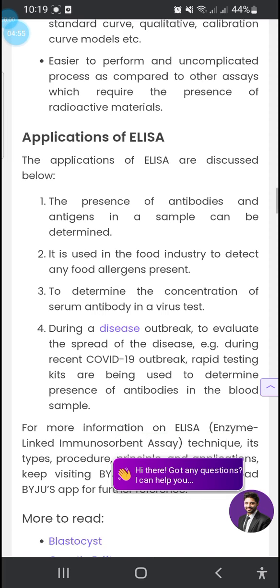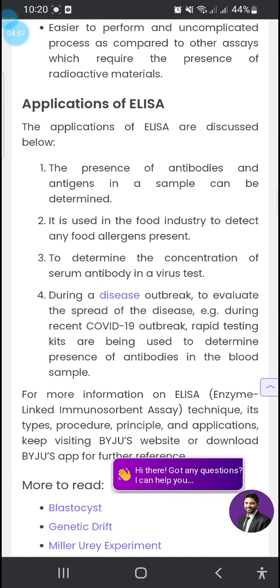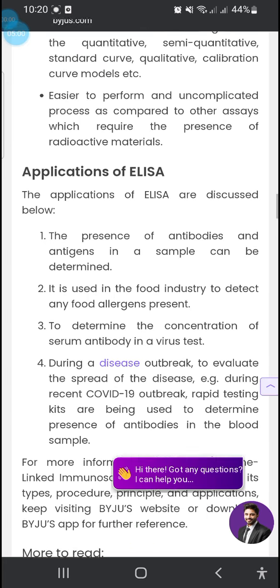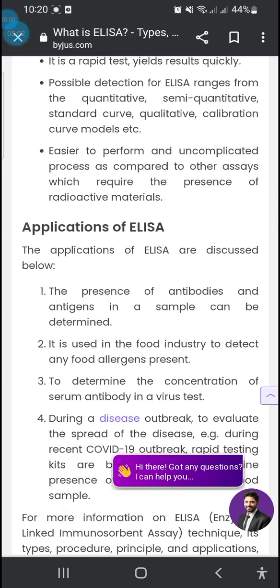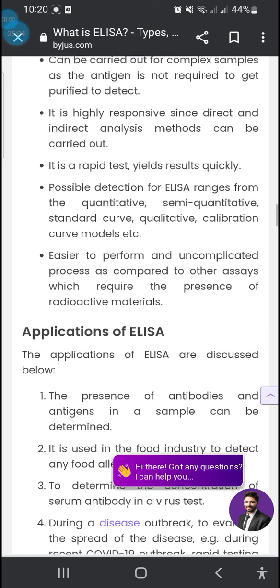So it was all about ELISA applications and its procedure.